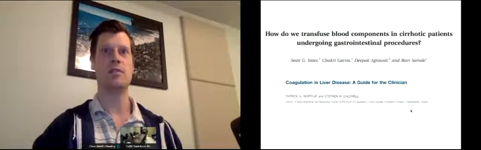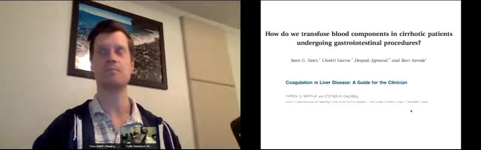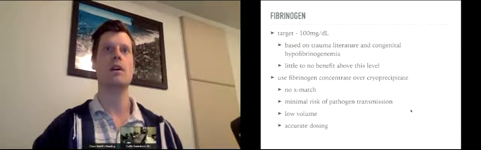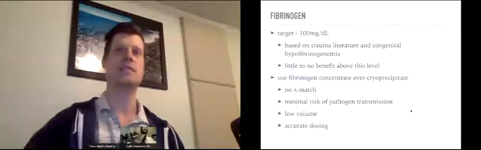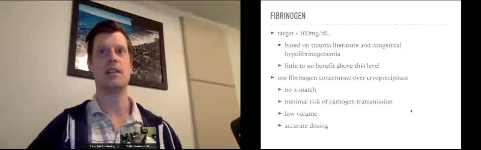These two articles provide multidisciplinary evidence-based guidelines with a considerable degree of overlap, so they're the basis of most of the following transfusion recommendations you're going to hear. So we'll start with fibrinogen. Our current best practice guidelines suggest checking fibrinogen levels in all cirrhotic patients undergoing high-risk procedures.